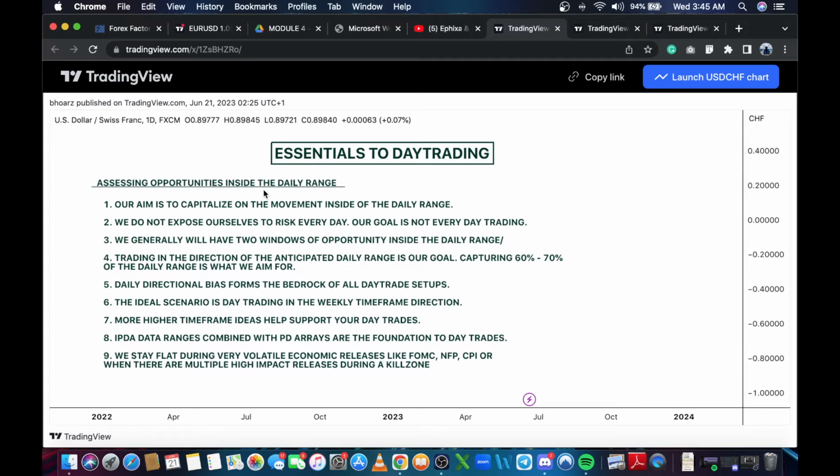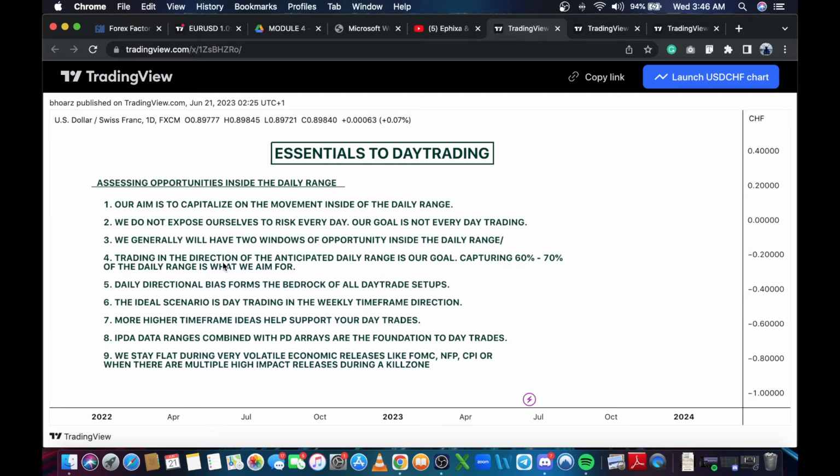Now inside the daily range, we generally have two windows of opportunity. You already know the classic major kill zones. A kill zone is essentially a window of time inside of the day where you can find setups due to the increased volatility during that time of the day. We generally have the London session, then the New York session, and then one more, which is actually London close.